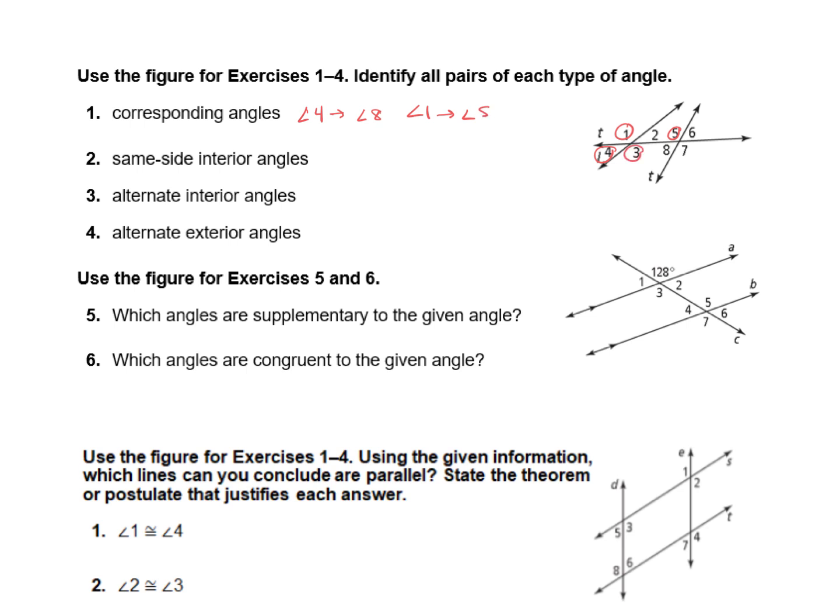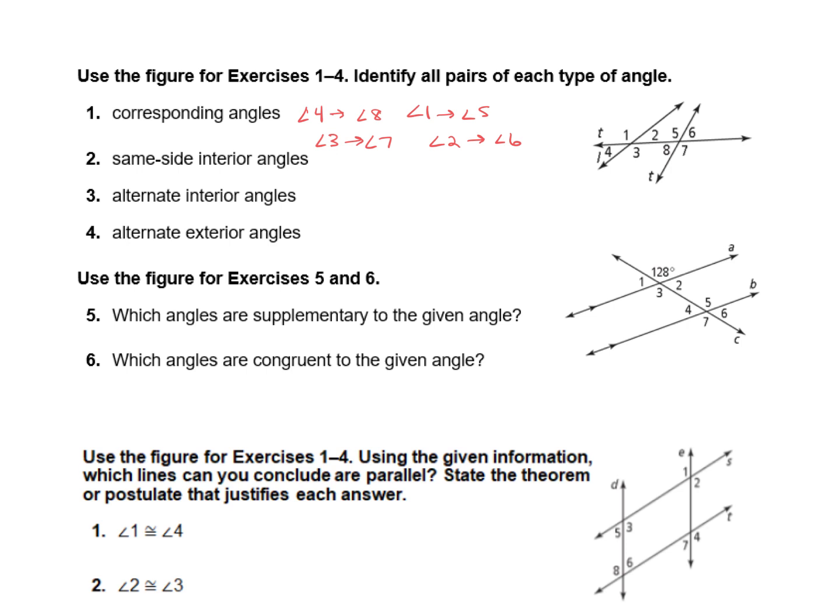Let's say we start with angle 3. Angle 3 corresponds to angle 7. Bottom right, same angle position. Then our last one, angle 2, will correspond with angle 6.